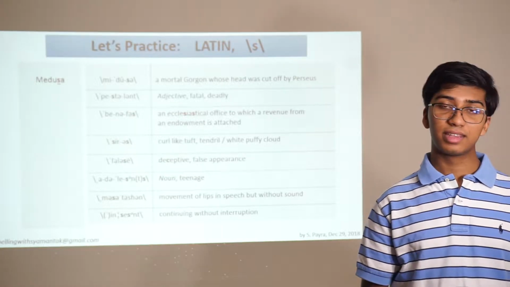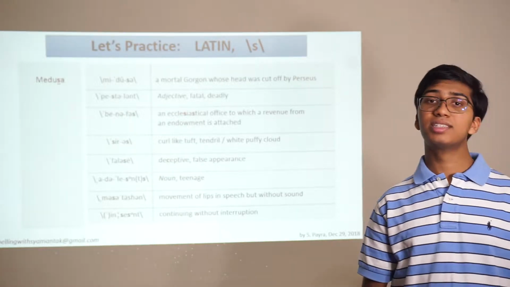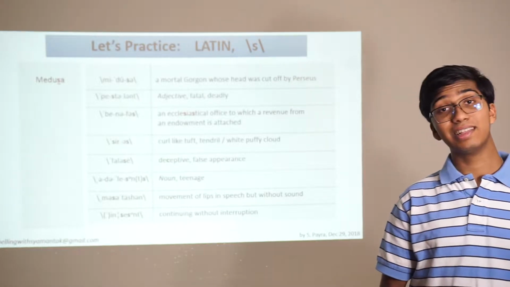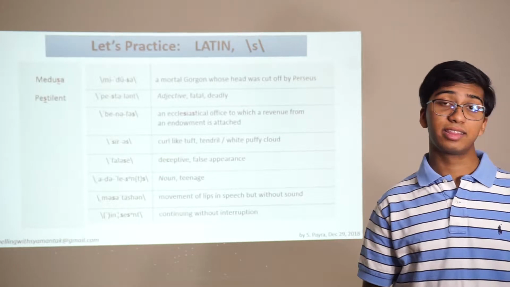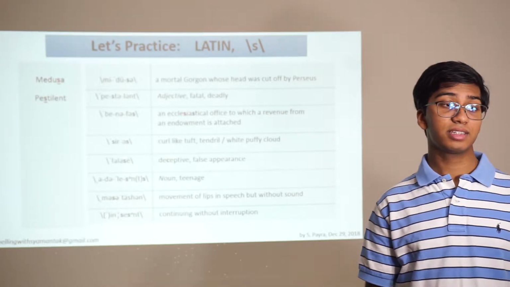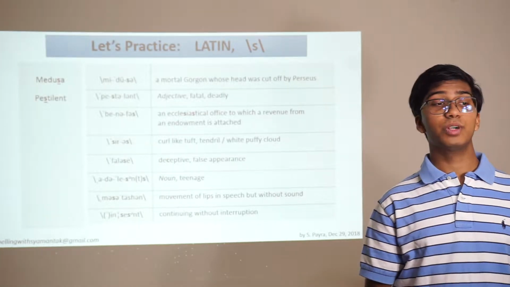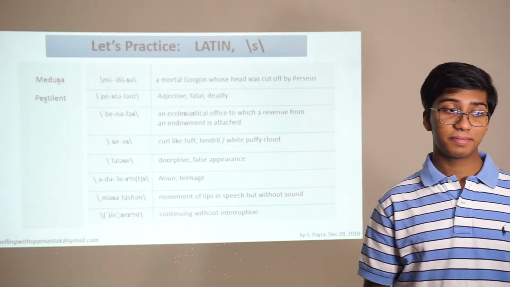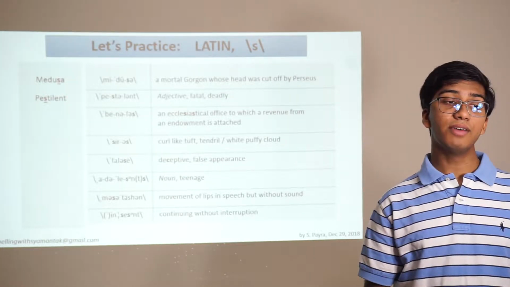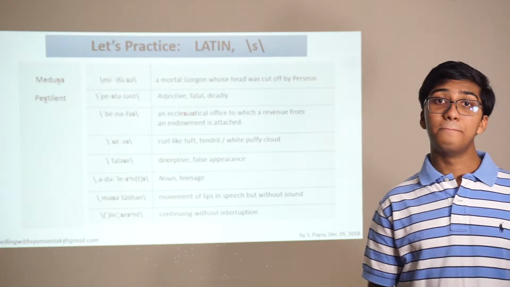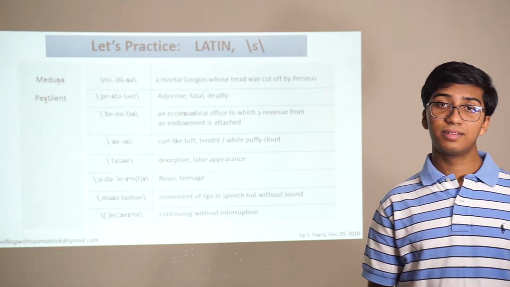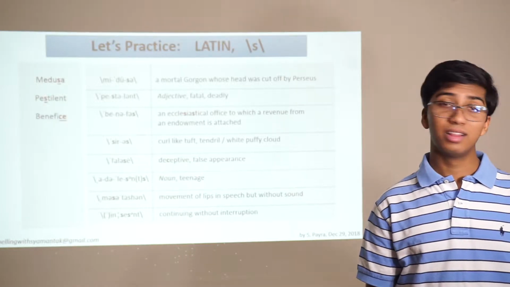Pestilent. This is an adjective. It means fatal or deadly. Pestilent is spelled like this. This also has an S. The next word is benefice, an ecclesiastical office to which a revenue from an endowment is attached. Benefice. That's spelled like this.